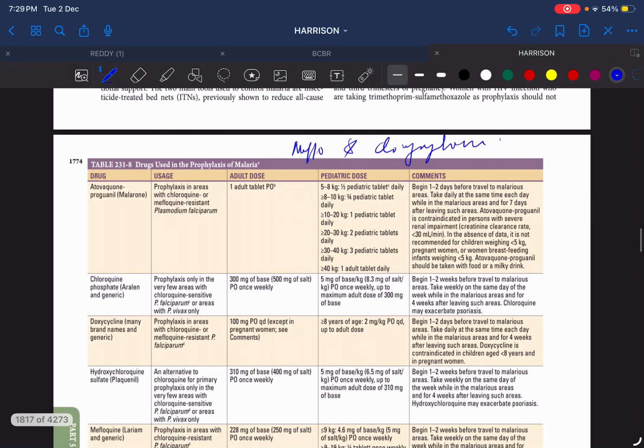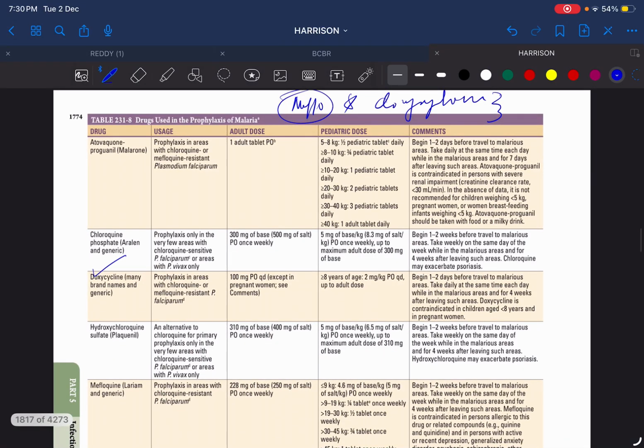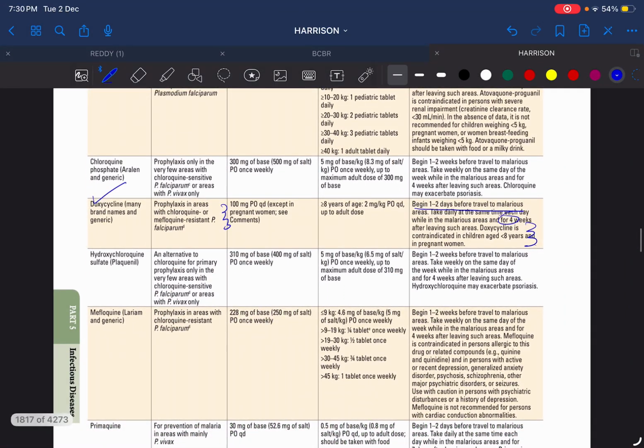This is actually from Harrison. Harrison is as per the US guideline, but just remember in India we are either using mefloquine or doxycycline. And see, doxycycline prophylaxis in areas with chloroquine or mefloquine resistance begins 1 to 2 days before travel. But doxycycline is contraindicated in children aged less than 8 years and pregnant women, and has to be used for 4 weeks after leaving such area. So this is 1 to 2 days before travel, continue to 4 weeks after travel. Mefloquine is 1 to 2 weeks before travel to 4 weeks after travel. So it is 1 to 2 days here, it is 1 to 2 weeks here.